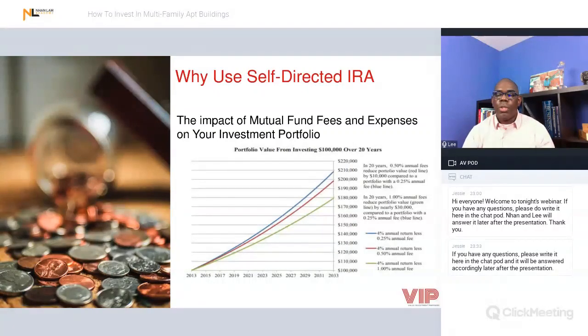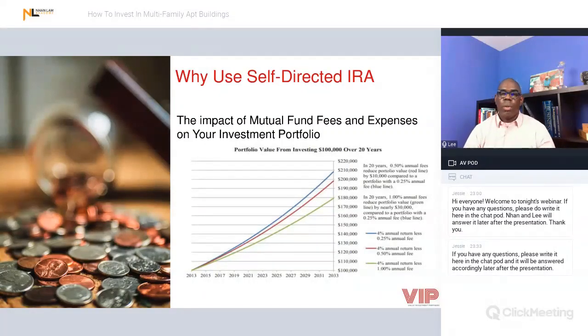The erosion of that 4% annual return is going to be different based upon the collection of annual fees. These fees aren't enormous, but over time they have an erosive effect on your wealth. The first one is a 0.25% annual fee, and that's typically only available to you if you're invested in index mutual funds. But even with a 1% annual fee, the difference is 210,000 versus 180,000 over 20 years.